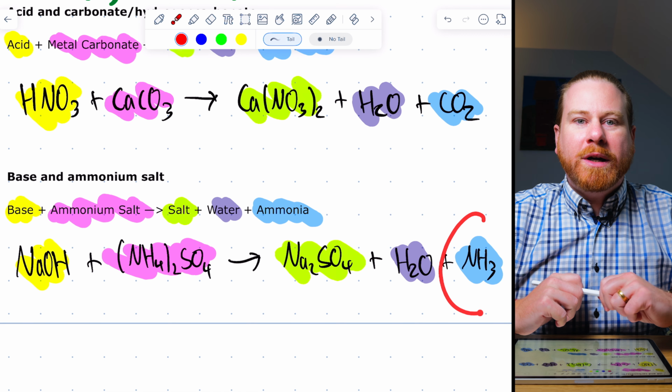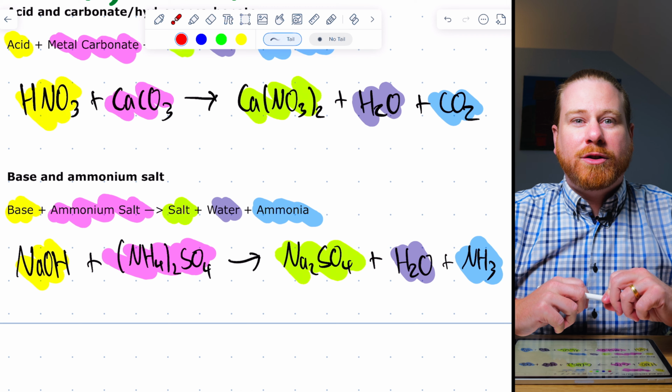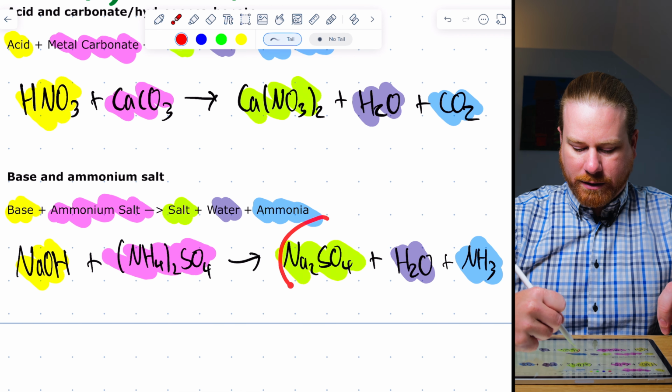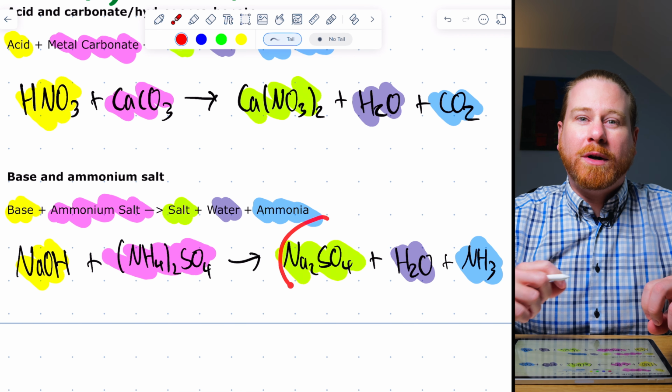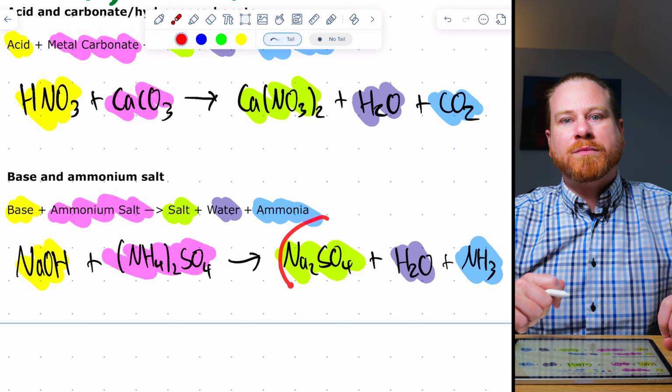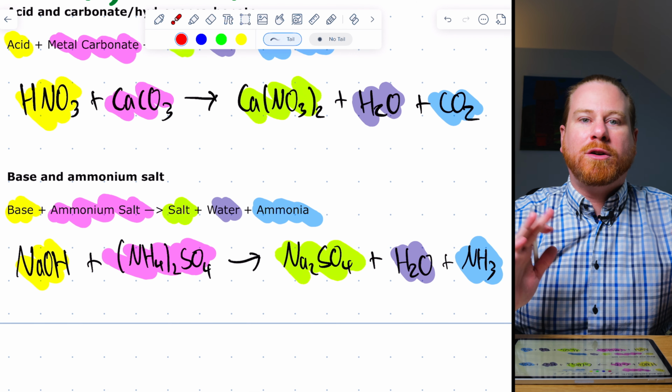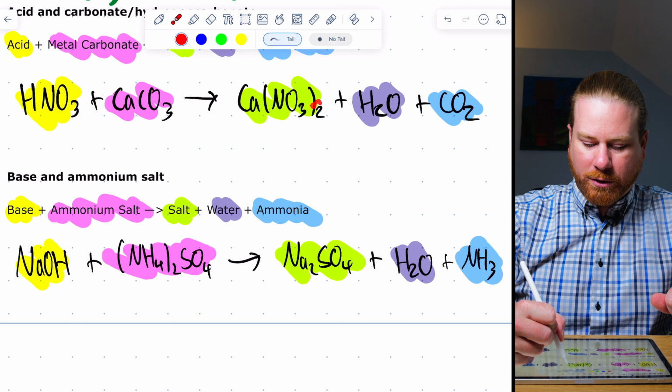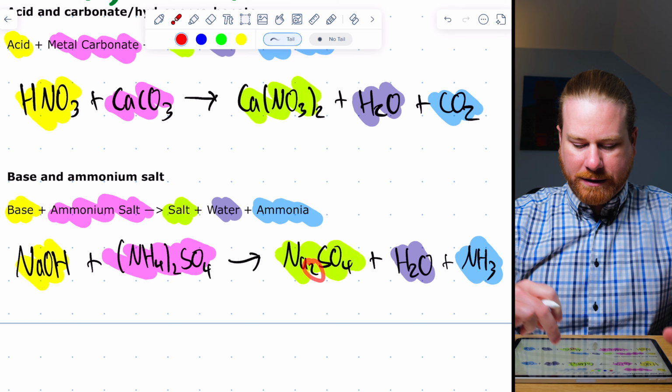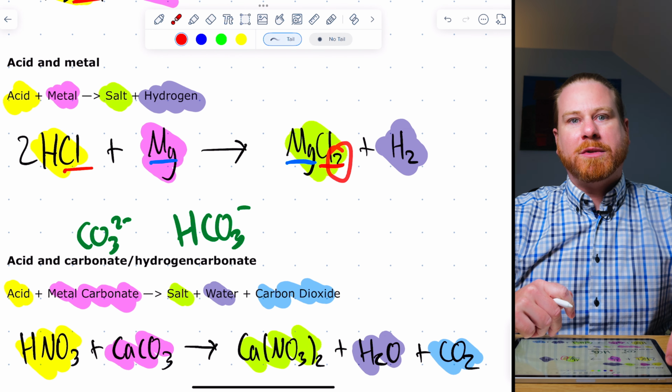Okay, so with all of these equations, you are making a salt. Getting the correct formula for the salt is very, very important, because if you get this wrong, then the equation won't balance. This is what I'm talking about: making sure you're getting the right little numbers.